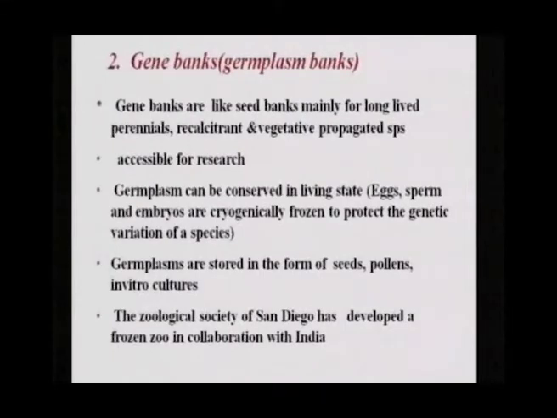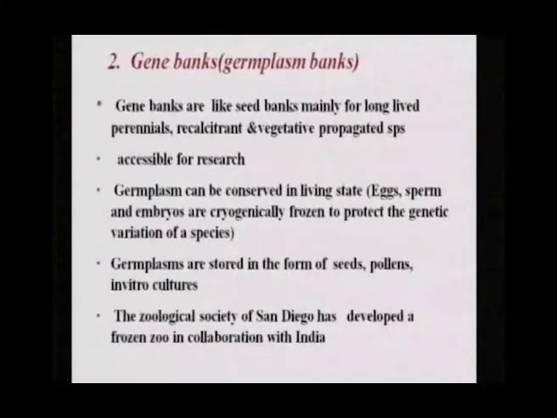That means under certain temperatures, maximum that is minus 10 to 12 degrees centigrade, to protect the genetic variation of the species undamaged. Germplasms are stored in the form of seeds, pollens, in vitro cultures as well as microbial cultures, and plant tissues also. The Zoological Society of San Diego has developed a frozen zoo in collaboration with India, where we have seen the macaw case.